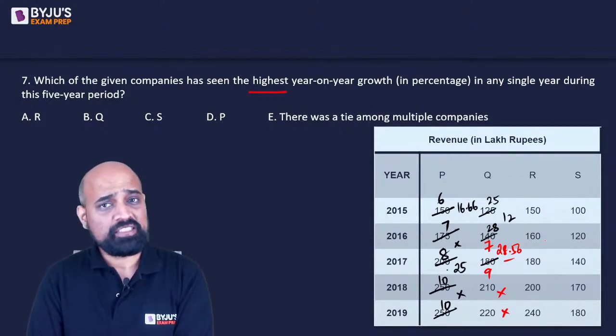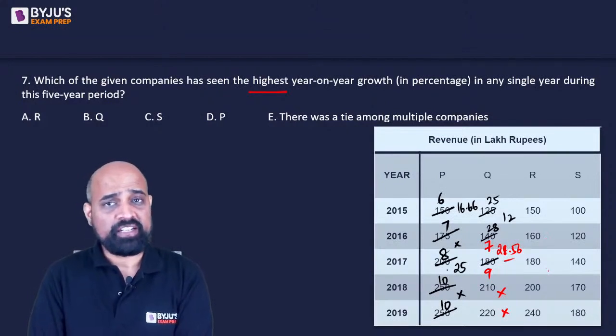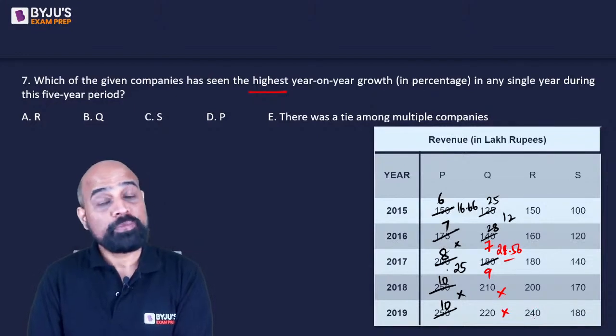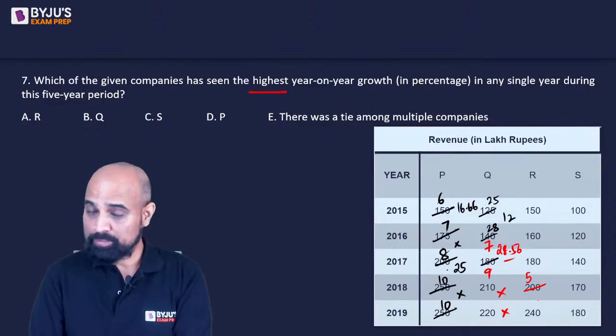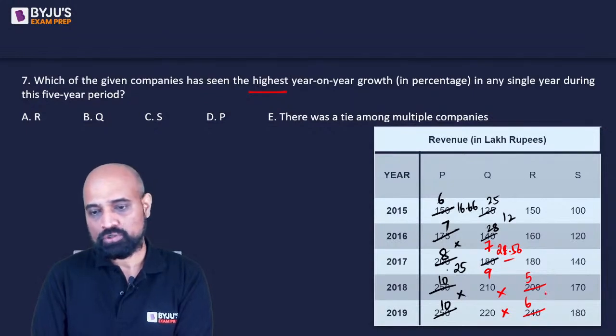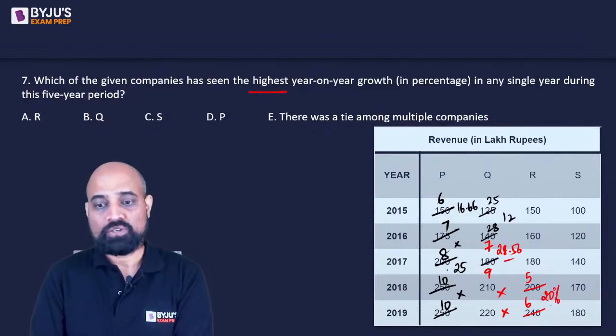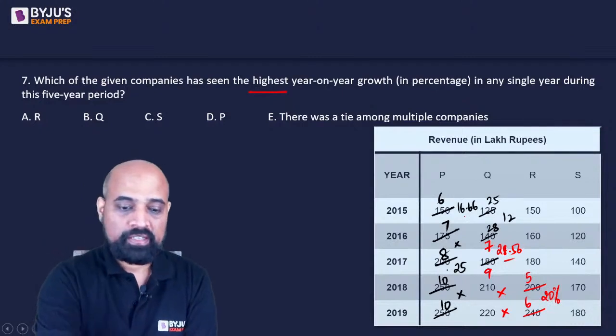150 has become 160. This is very less. 160 has become 180. This is again less. 180 has become 200. ये भी कम है. 200 has become 240. Now this might be a lot. Check करना पड़ेगा. I'll divide entire by 40. So this has become 5. This has become 6. 5, 6 हो रहा है तो ये actually 20% है. So actually this is not the highest.